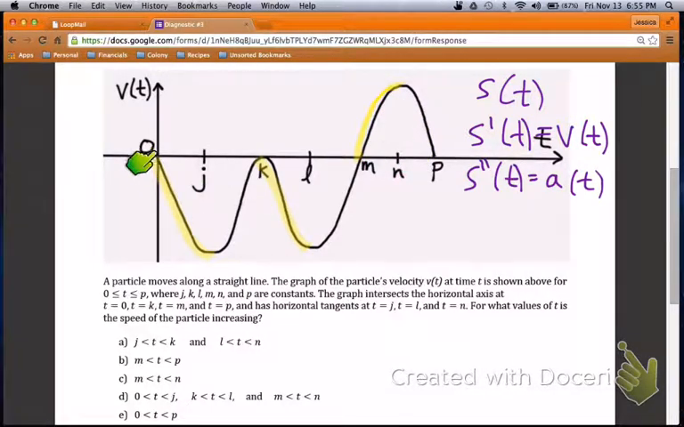So the answer would be from 0 to j, k to l, and m to n. And the answer to that is D, 0 to j, k to l, m to n.